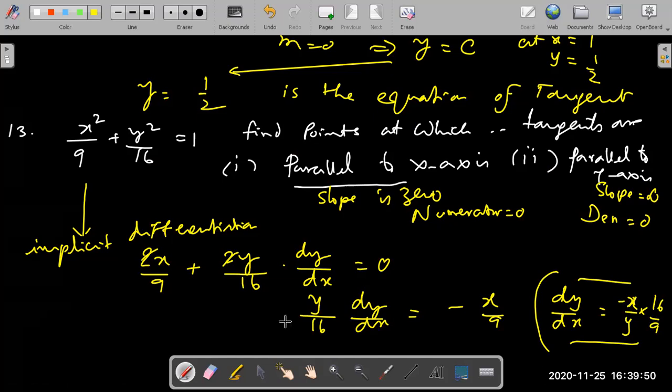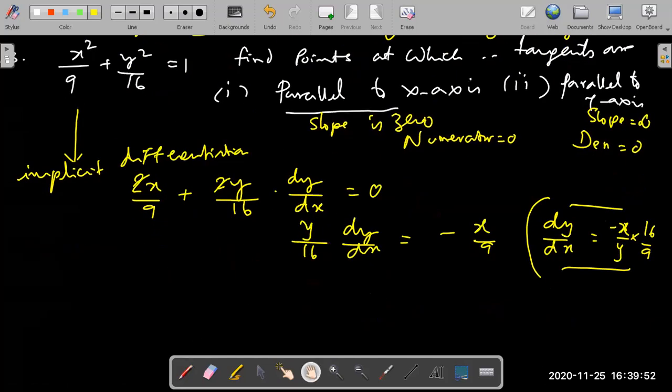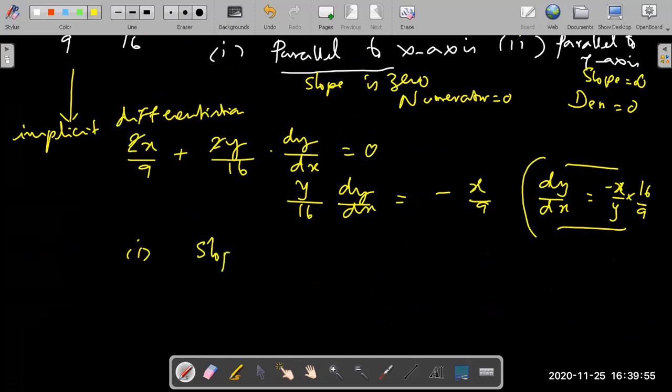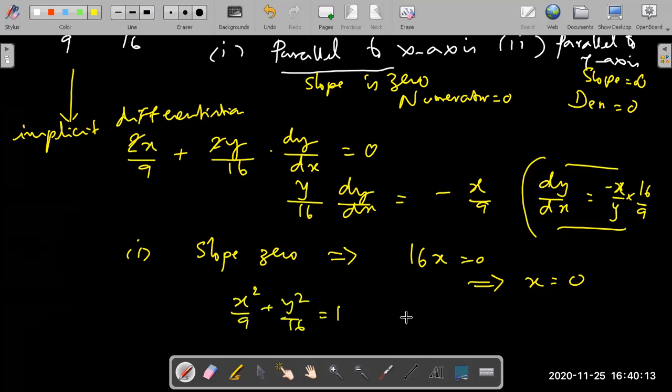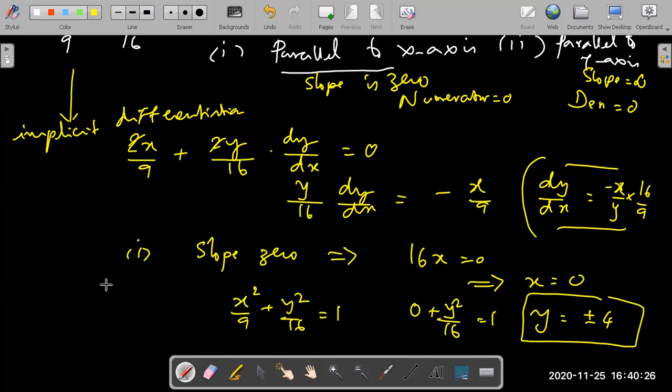So he said slope is to be 0. Now we are applying the condition. First one, slope 0 implies 16x should be 0. That implies x equal to 0. And therefore, I substitute this into the equation of x squared by 9 plus y squared by 16 equal to 1. I substitute x equal to 0 into this. Then I get 0 plus y squared by 16 equal to 1. So y is equal to plus or minus 4. So this is the first answer.